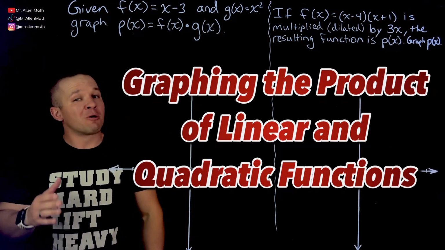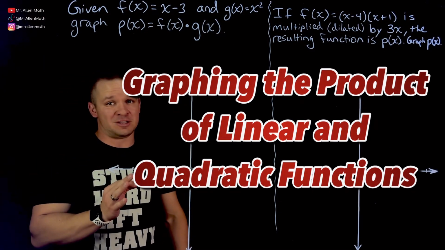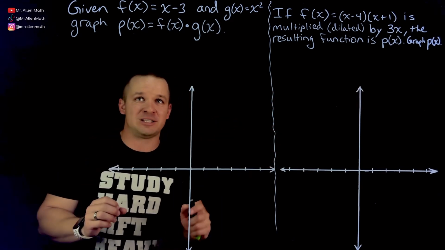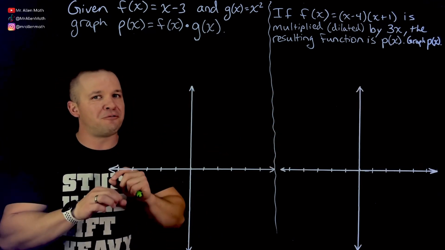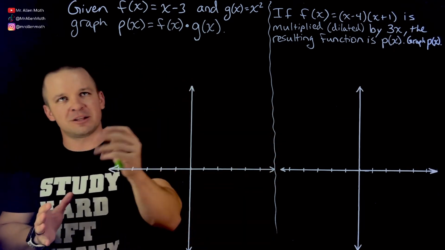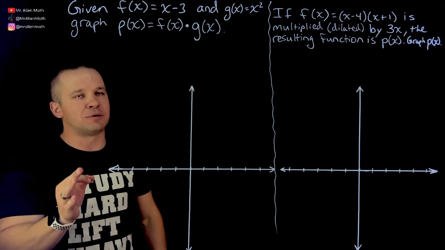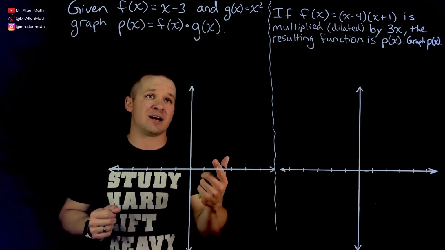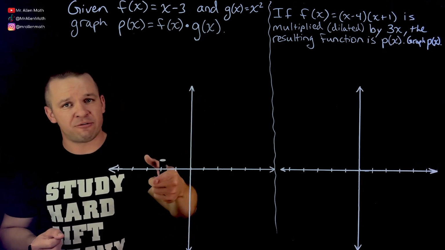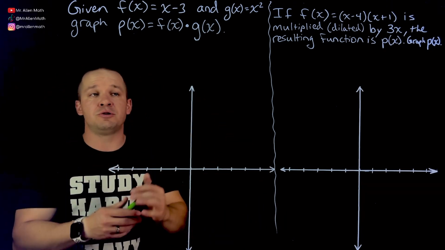Mr. Allen here. We're going to be graphing a couple cubic polynomials in this video, but it might not look like it right off the bat because we have a couple interesting ones here. Now, both of these problems are very similar, but are worded very differently. So check this out. First one, given f of x equals x minus 3 and g of x equals x squared, graph p of x equals f of x times g of x. So the product of the two functions.